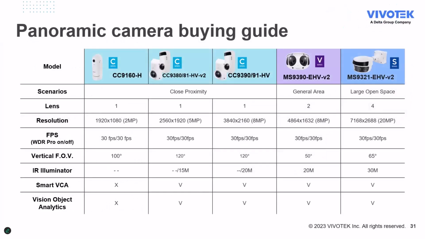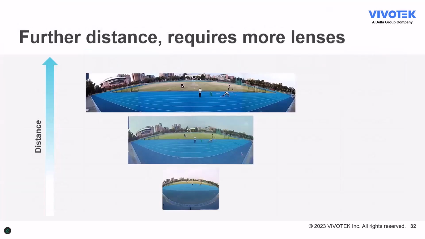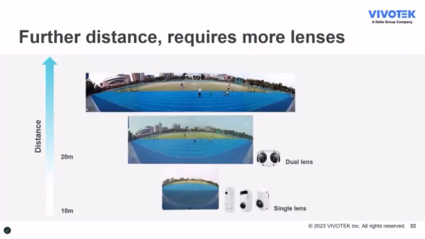With all of these great features that each and every one of these cameras have, how do you know which one to choose? Let's start off with how far do you want to see? A single lens CC series panoramic camera provides coverage of approximately 10 meters in distance. The dual lens MS9390 V2 panoramic camera provides coverage of approximately 20 meters in distance. And then our quad lens panoramic cameras provide coverage of more than 20 meters up to 30 meters in distance.